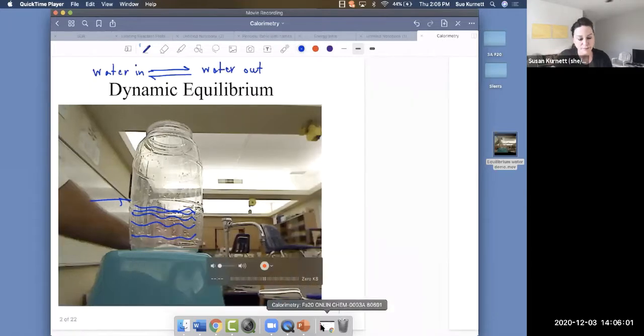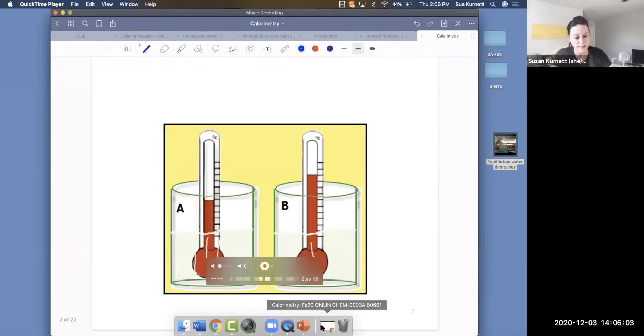So what's happening here is, back in the old days, most thermometers were made of mercury. And mercury is super cool because mercury is a liquid at room temperature and pressure. Most metals would be solid, but it's not, it's a liquid. It's also good because it's a metal.